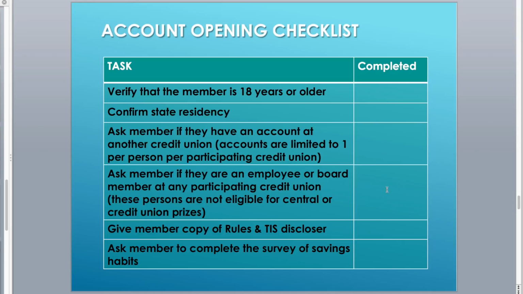Ask the member if they're an employee or board member at any participating credit union, because these people are not eligible for Central or credit union prizes. Check this area when you have given members a copy of the rules and truth in savings disclosures for your credit union. And lastly, ask the member to complete the survey of saving habits, which we'll talk about next.